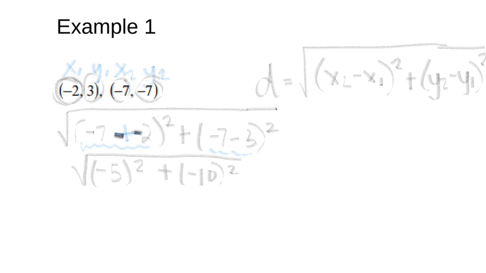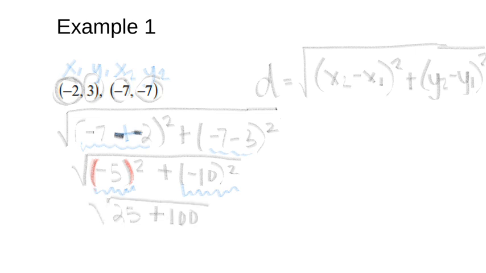Then PEMDAS tells you to do the exponents before you add. So you will do (-5) squared and (-10) squared before you add anything together. (-5) squared is -5 times -5, which is positive 25. If you're going to use the calculator, you have to put these parentheses in or it's not going to work. It'll tell you the answer is -25, and that's not true. A negative times a negative is a positive. Plus (-10) squared, -10 times -10 is positive 100.